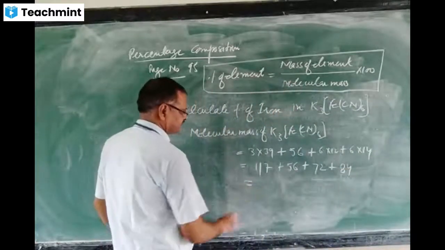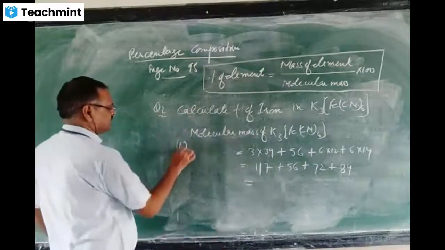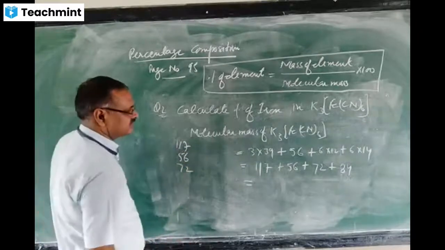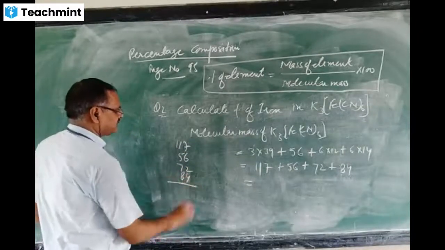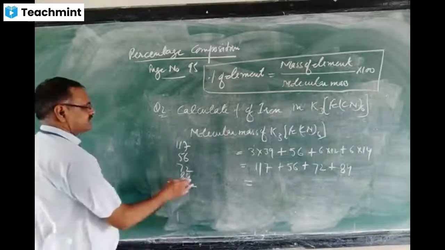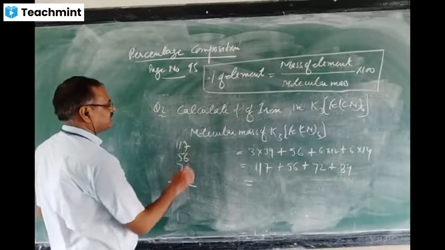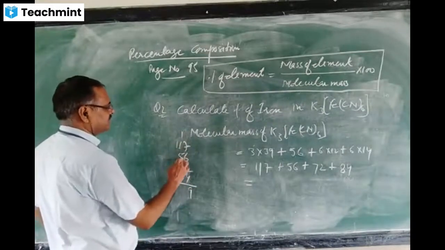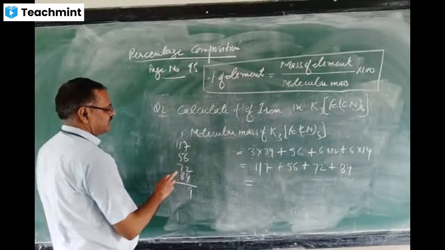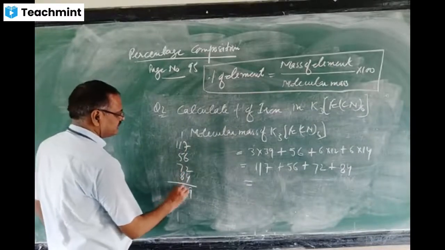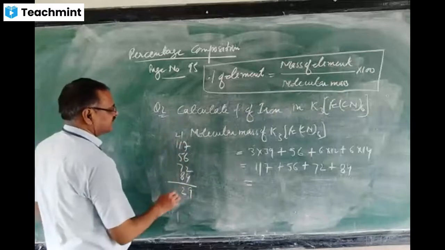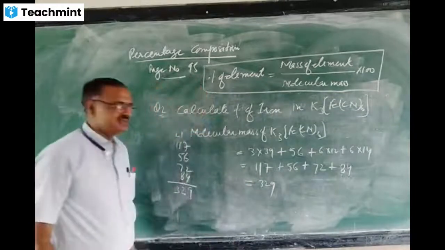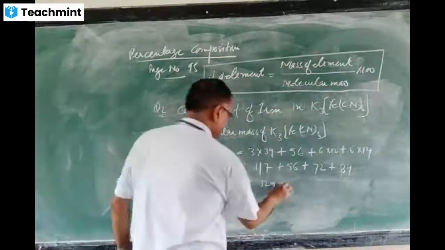Now you can add it: 117, 56, 72, 84. Adding these up, carrying over, you get 329. So the molecular mass you are getting is 329.